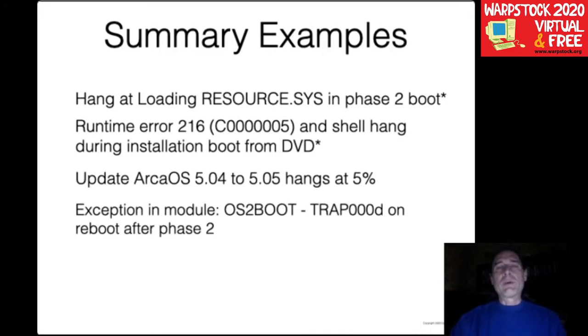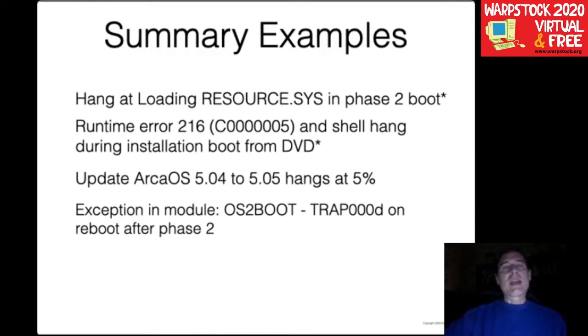Exception in module OS2 boot trap D on reboot after phase 2. Now look at this one. It's telling me there's a problem, clearly an exception, a trap. Doing what? Rebooting after phase 2, so obviously they're doing an installation. See, these are all decent summaries. Notice any patterns here? A good summary states the problem clearly but briefly and provides some context. By the way, on the first two, the little asterisk means that this is not the summary that was entered by the reporter. This summary was edited by the developer and changed after reviewing the ticket. So, now you know what a good summary looks like.